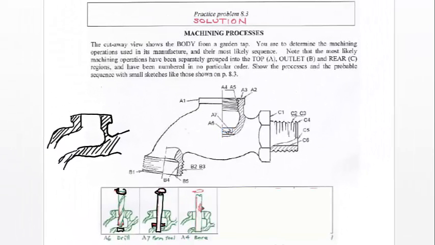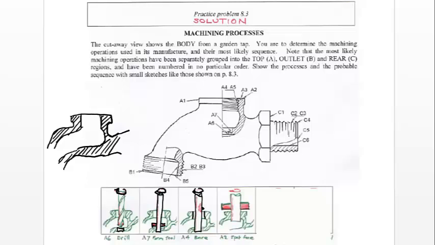Next, we're going to do A4. So A4 is going to be a boring process. This bore is going to be positioned inside the hole, and it is going to have a single point cutting tool here. So the bore will rotate and enlarge the already existing hole with more accuracy.